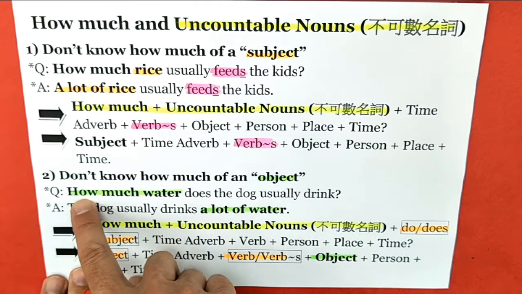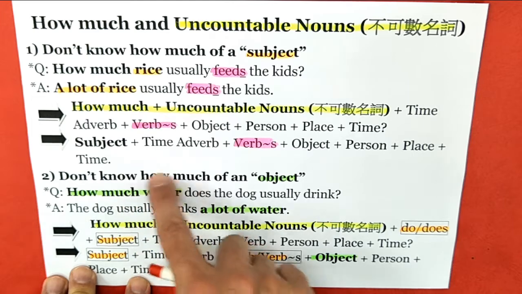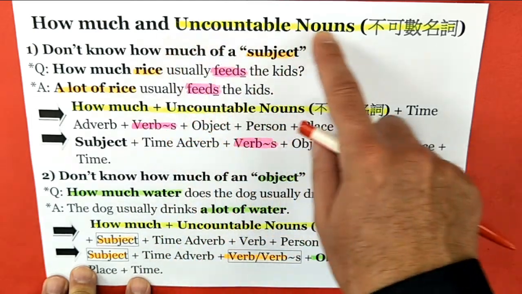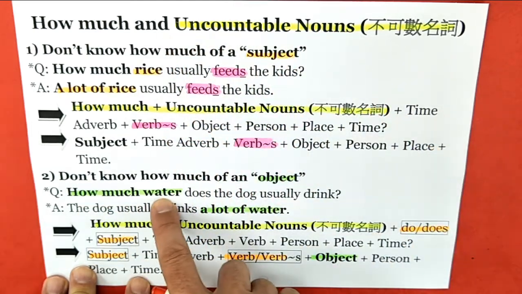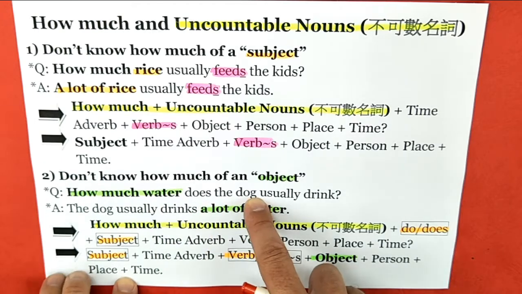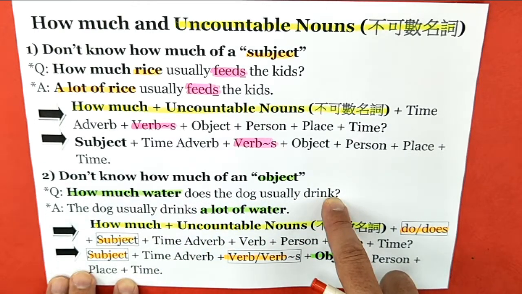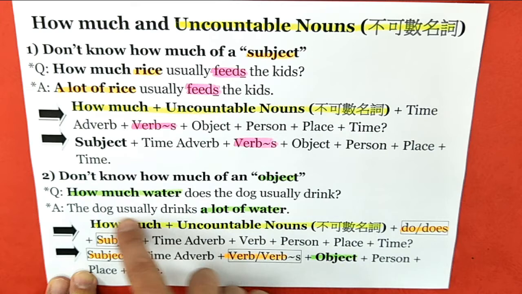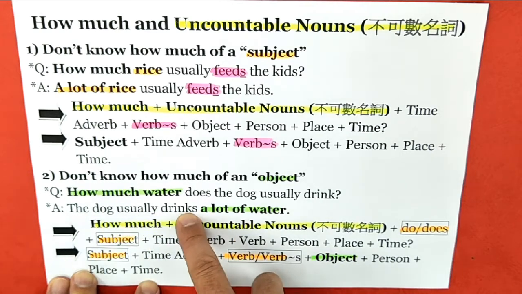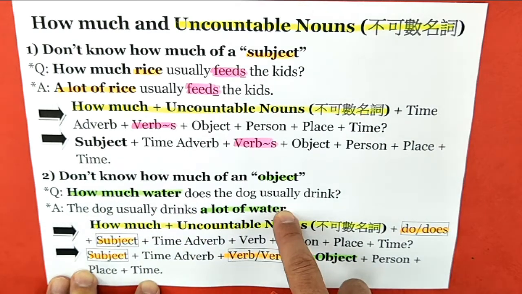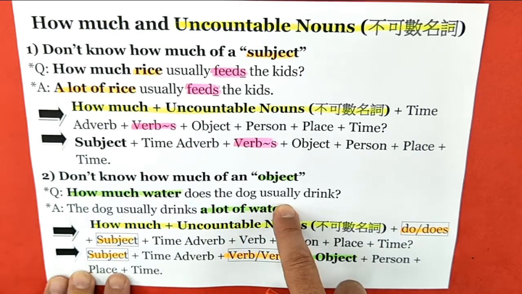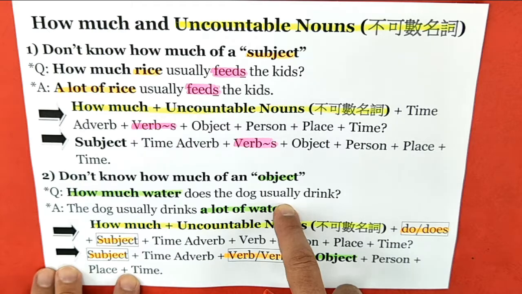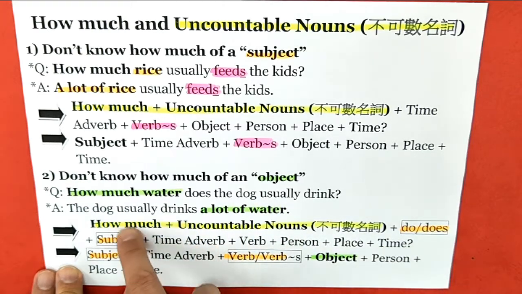Okay, let's look at the example. How much water? Water is an uncountable noun. How much water does the dog usually drink? The dog is the subject. The dog is doing the drinking. The dog usually drinks a lot of water. That's the object. That's the answer, the object.